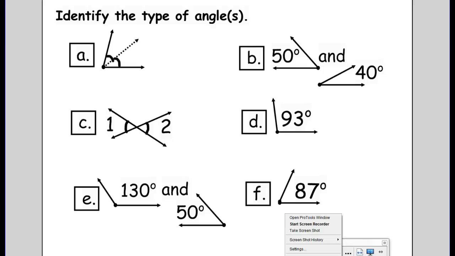What is A? What is that called? Angle bisector. An angle bisector. That's what the dotted line is called. But you could also call angles 1 and 2 what? Adjacent or congruent. Very good.